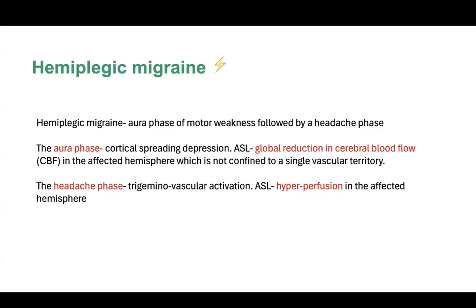Miscellaneous uses: we have hemiplegic migraine. Like usual migraine, which has an aura that can be visual or auditory, in hemiplegic migraine during the aura phase there will be motor weakness followed by a headache phase. This motor weakness can last even for days, and it is a stroke mimic. In the aura phase, we have cortical spreading depression, which causes global reduction in cerebral blood flow in the affected hemisphere. In the headache phase, trigeminal activation releases vasopeptides, which cause vasodilation, and there will be hyperperfusion in this hemisphere.